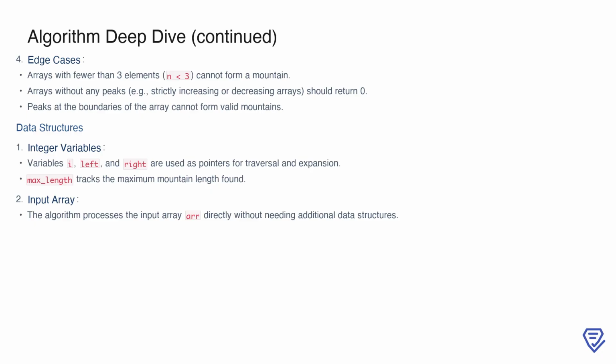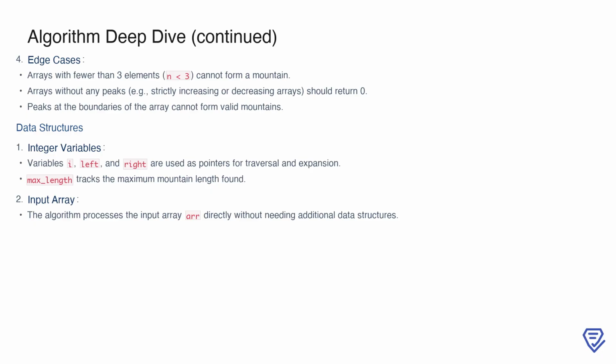Similarly, arrays that are strictly increasing or strictly decreasing will not contain any peaks, and the result should be 0. Additionally, peaks located at the boundaries of the array cannot form valid mountains since they lack both an increasing and a decreasing sequence. As for the data structures, this algorithm uses integer variables such as i, left, and right to manage traversal and expansion. The max_length variable is used to track the maximum mountain length, while the input array arr is processed directly without requiring any additional data structures.